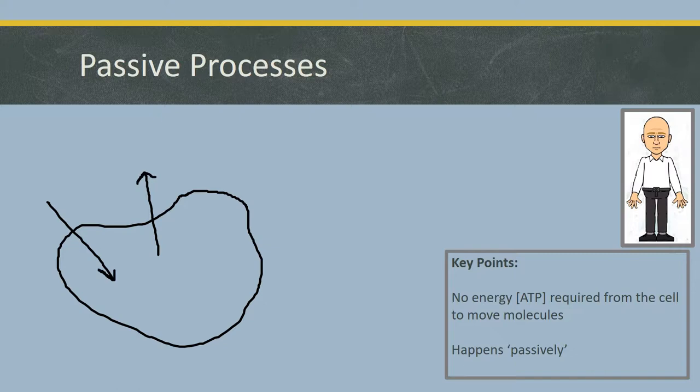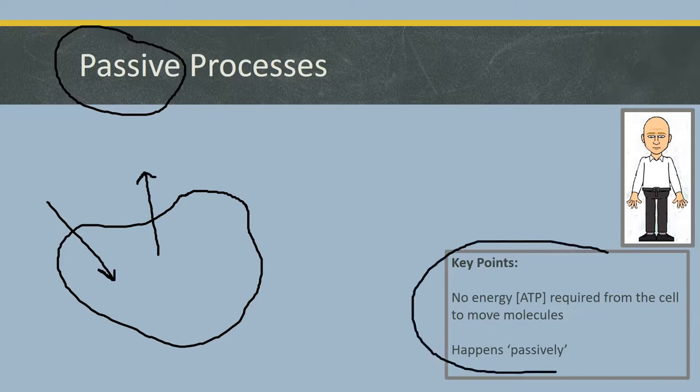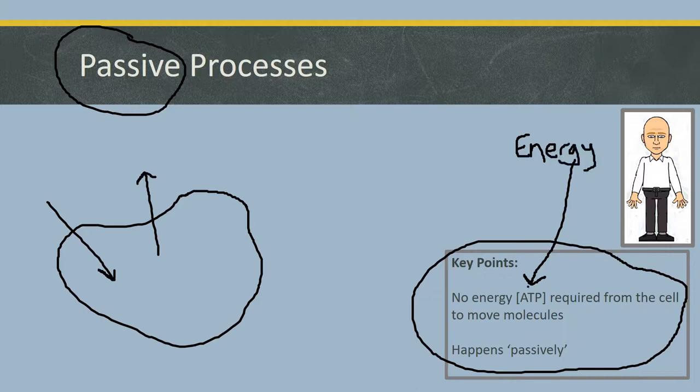Now, if the cell does not need any energy to do this, then they are called passive processes. So a cell can move these things in and out across the cell membrane, across the plasma membrane, without using any energy at all, and they happen passively. And this is what is summarized in the key points at the bottom. If you're wondering what ATP is, that is just another term for energy. So a cell does not need to use ATP to move these substances across the membrane, and all ATP means is energy.